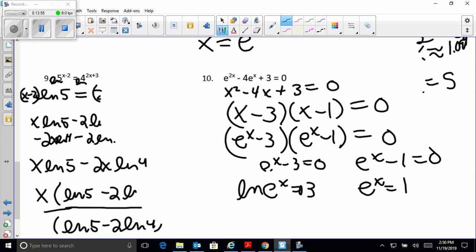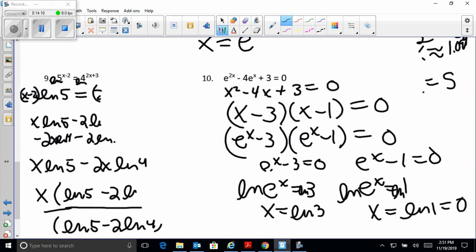I take the natural log of both sides, that will be x equals the natural log of 3, which again, if you're not allowed to use a calculator, you leave it that way. X is equal to the natural log of 1. Natural log of 1 was one of our rules. We know that that's 0. Natural log of 3, we have to put in our calculator. That's approximately 1.096. So that is solving exponentials.